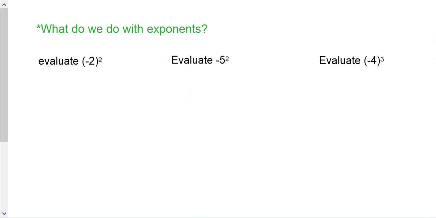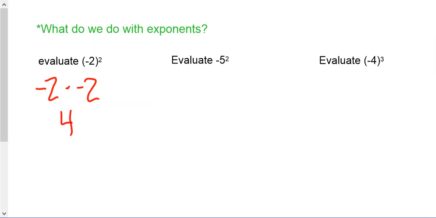Okay, so in this situation, we would have negative 2 times a negative 2. And if we have 2 negatives, that would equal a positive 4. So negative 2 squared would be a positive 4.